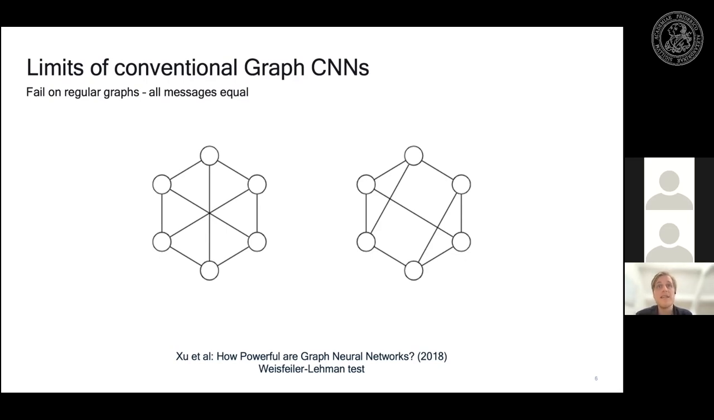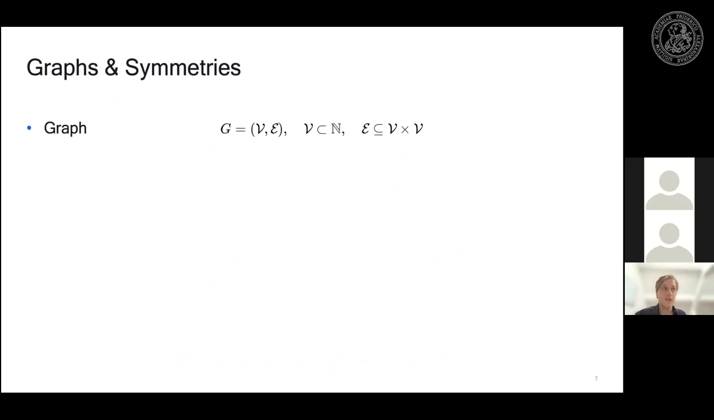And since then, a whole zoo and a taxonomy of graph networks have been found. But the conventional message passing networks that most people use are very weak and fail at this rather simple task. So clearly there's room to improve over these. But let's set up some notation first.